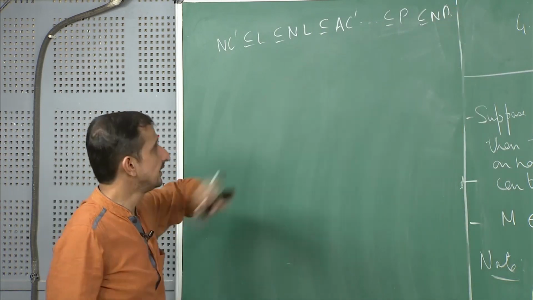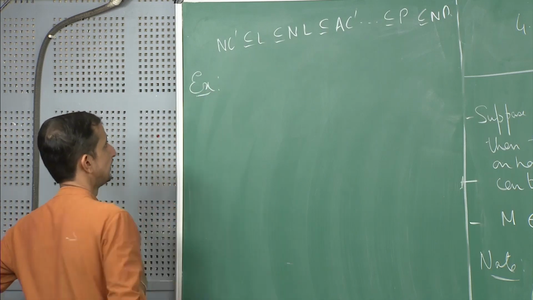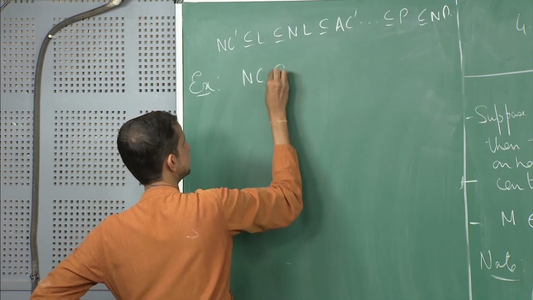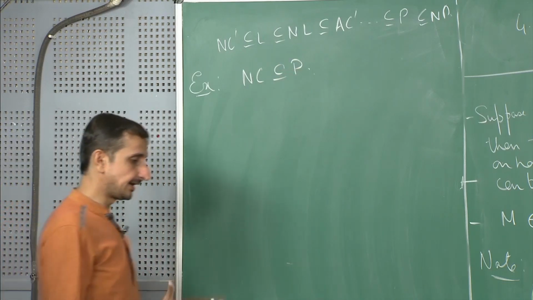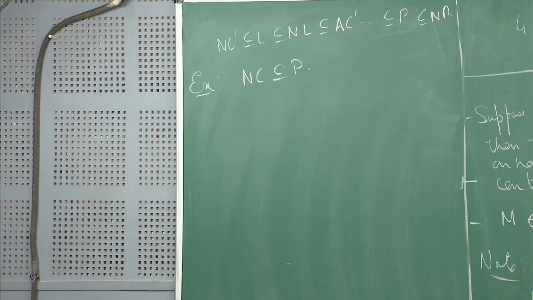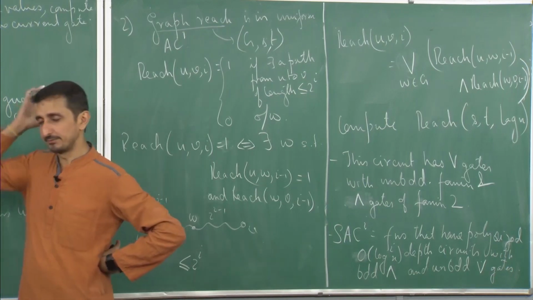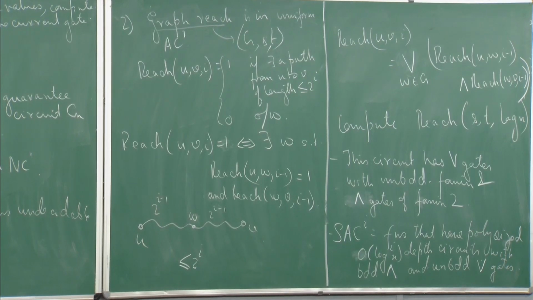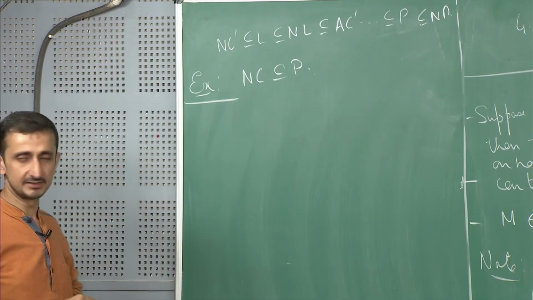So, think about this. I will just give this as an exercise: show that NC is in P. Given any polynomial sized circuit which has log depth, polylog depth actually, it can be simulated in P. So, think about this. Okay. So, this completes the proof of this result.